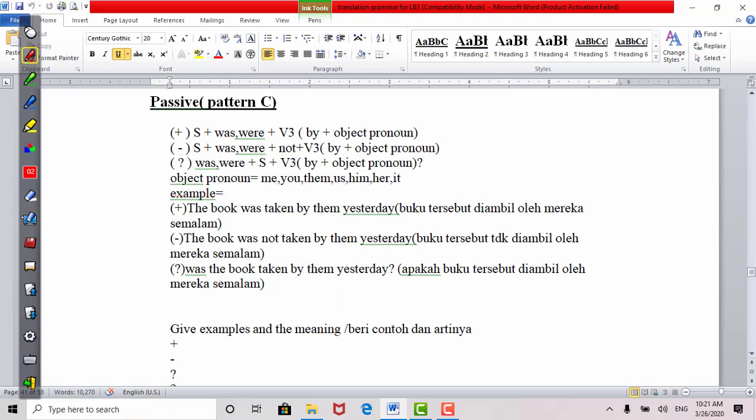Okay, we go to examples. For positive: The book was taken by them yesterday. We use was because it is only one book. Taken is verb 3, from take. So verb 3 becomes taken.